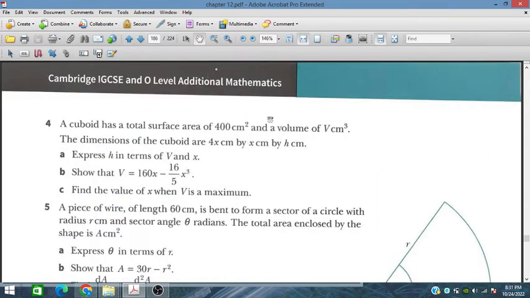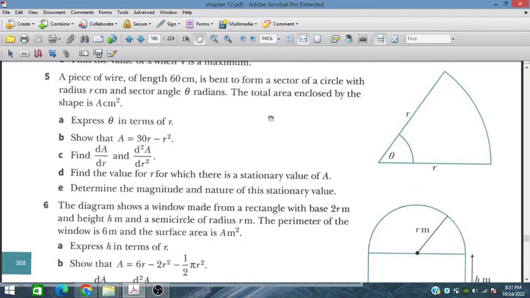Let's solve this given. A piece of wire of length 60 centimeters is bent to form a sector of a circle. So this wire having a length of 60 centimeters is bent to form a sector of a circle, with radius r centimeter and sector angle theta. So this angle is theta. The total area enclosed by the shape is A centimeter square. Express theta in terms of r.